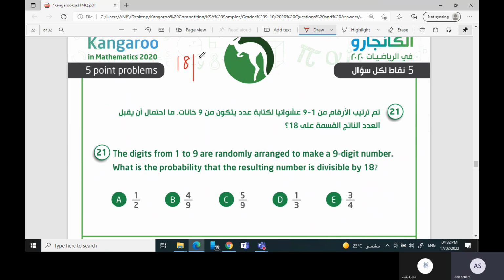Decompose 18. 18 divided by 2 is 9. And of course, 9, I can use it. I can find a number divisible by 9 by simply adding the digits of the number. Okay, so 18 is equal to 9 times 2.